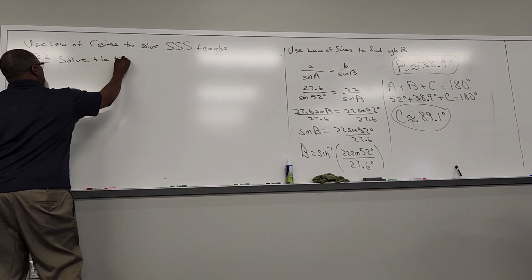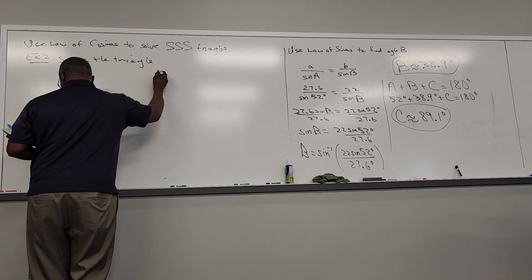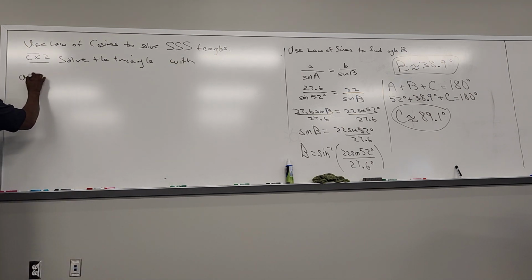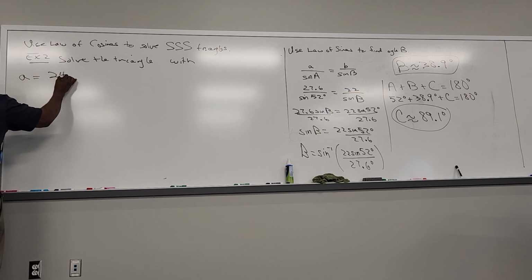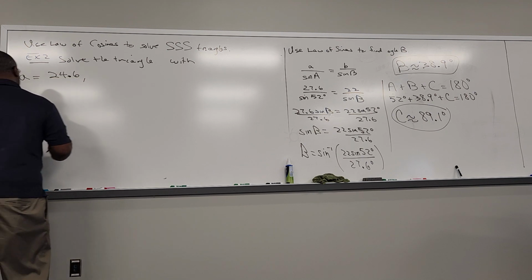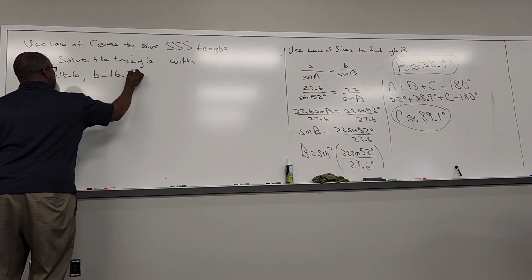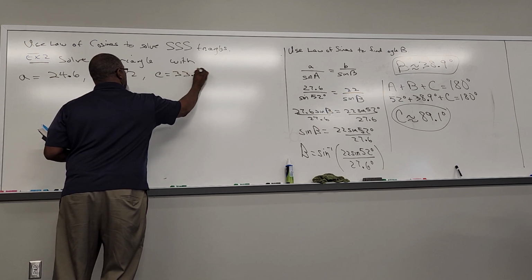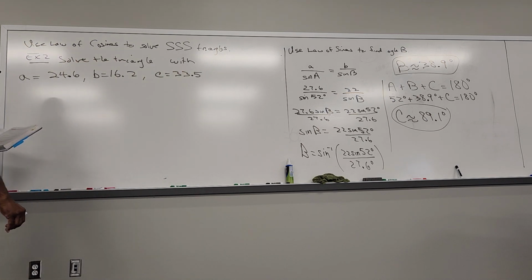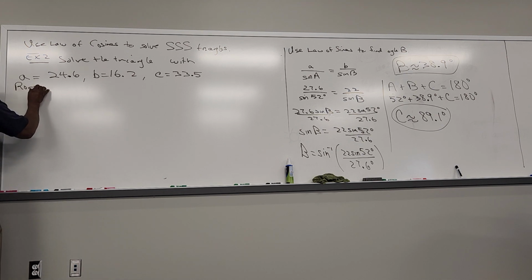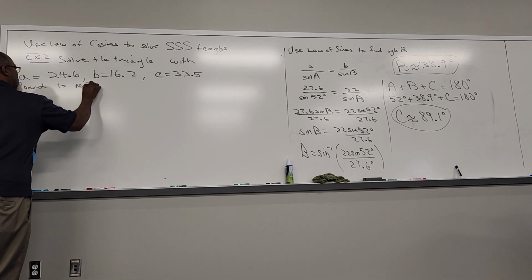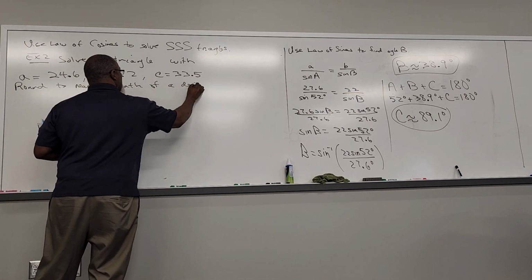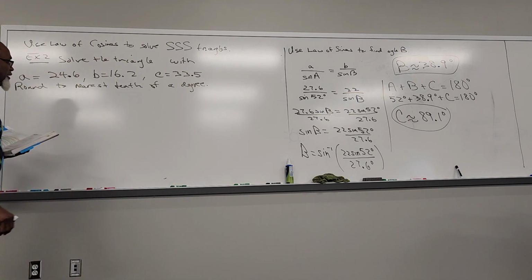Solve the triangle with side A equal to 24.6, side B equals 16.2, and side C equals 33.5. Round to the nearest 10th of a degree.